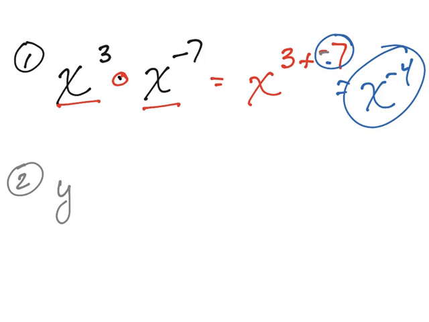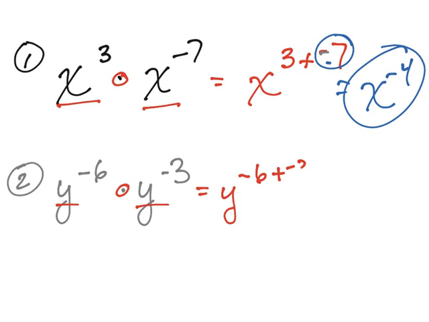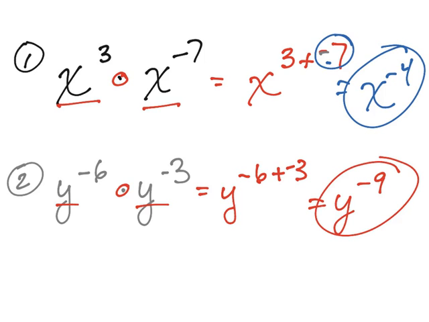Now, what if I have y to the negative sixth times y to the negative third? Well, same idea. Since we're multiplying, same base, we add the exponents. Y, negative 6 plus negative 3 gives me negative 9. They are both negative, so I simply add, apply the sign.